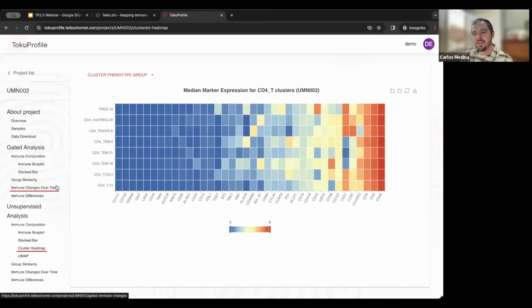So there is a lot more to explore. There's a number of other features, including looking at immune changes or kinetics over time, comparing group similarity with our principal component analysis, as well as looking at the composition in different ways using our immune box plot tab. But for the sake of keeping this demo down to about 20-25 minutes, I'll stop there and we can transition over to a Q&A led by Will.